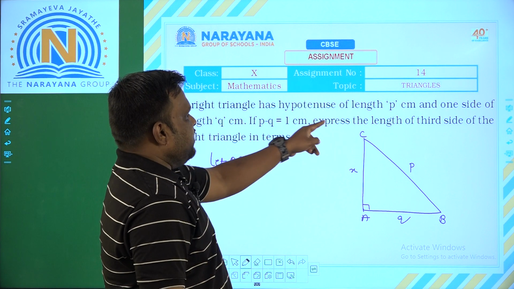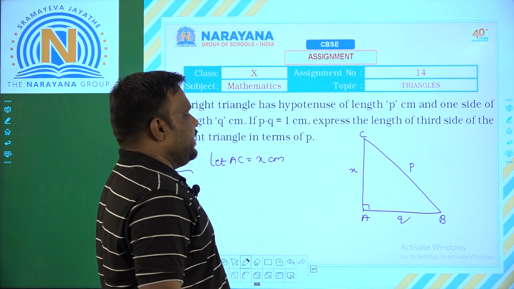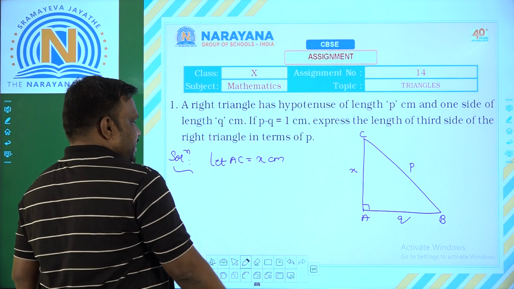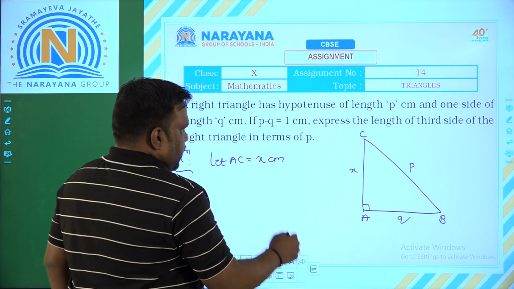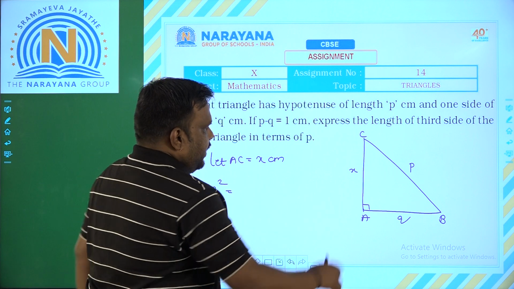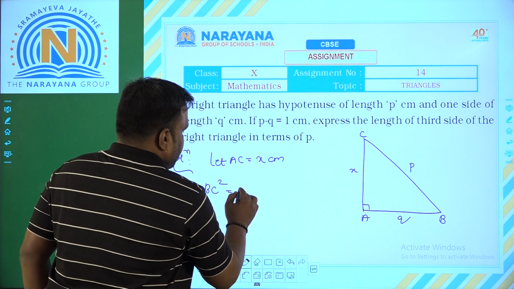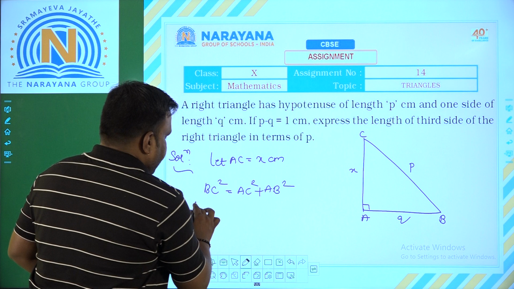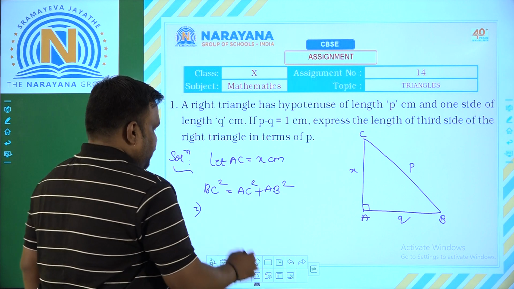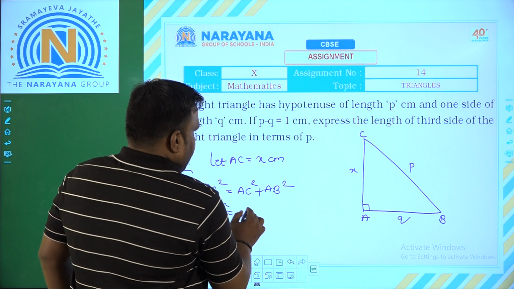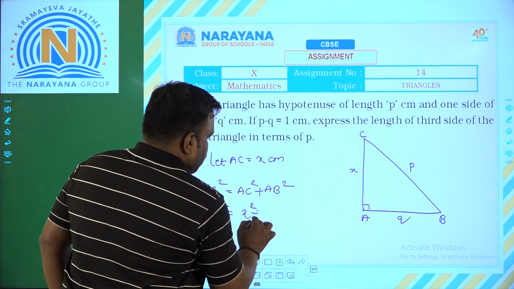Now what do I have to do? Express the length of the third side of the right triangle in terms of P. So in that case, if you observe this triangle property, this is a right angle triangle. According to Pythagoras theorem, we have BC square is equal to, since the right angle is at A, BC square is equal to AC square plus AB square. So from here, BC square is nothing but P square. So P square is equal to x square plus Q square.